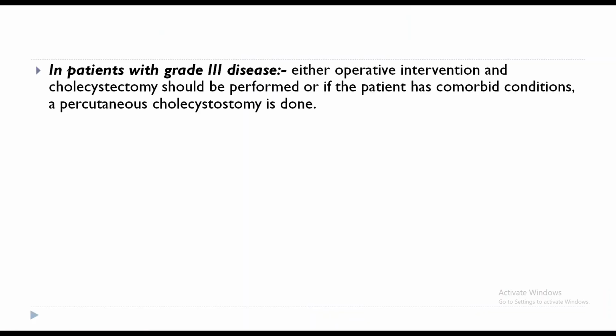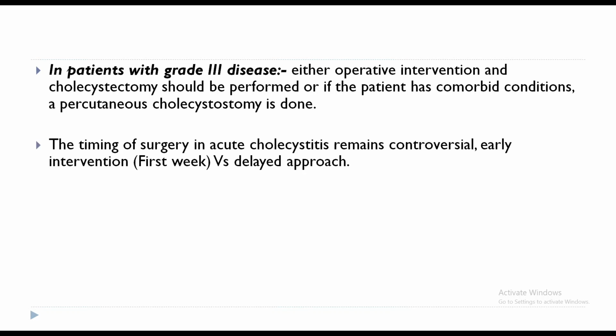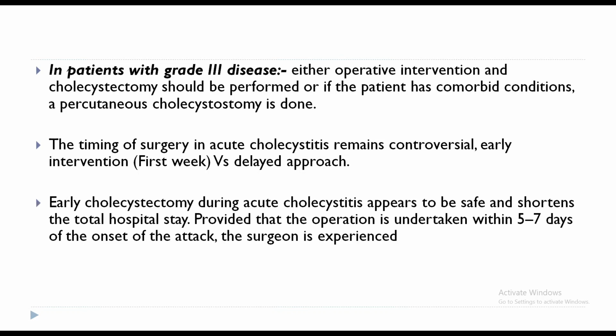Now in grade 3, either operative intervention and cholecystectomy should be performed, or if the patient is unstable or comorbidity is there, a percutaneous cholecystostomy is done. The timing of surgery for acute cholecystitis remains controversial. Some advise early intervention, that is first week. Some advise delayed intervention, that is after 6 weeks.